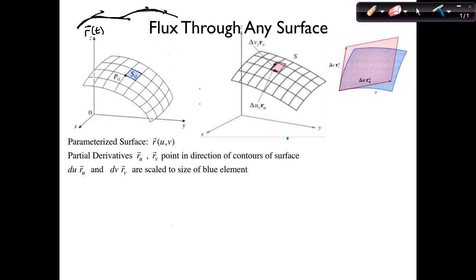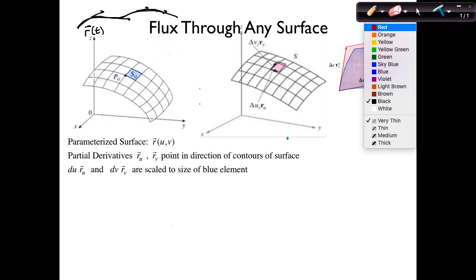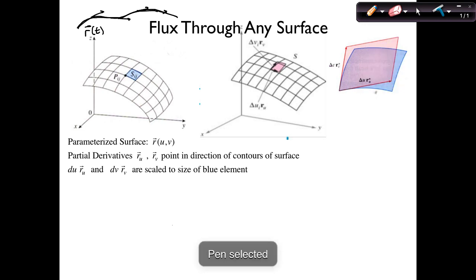And so what do I want now? I want the area vector. What is the area vector? Its direction is what? Orthogonal. So the direction of the area vector will be orthogonal. And what will its magnitude be? Area of?